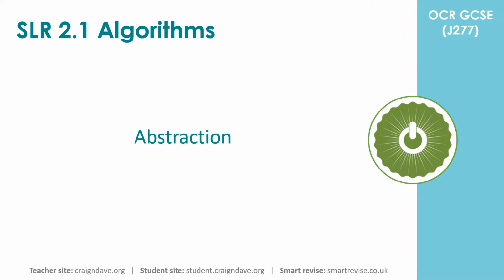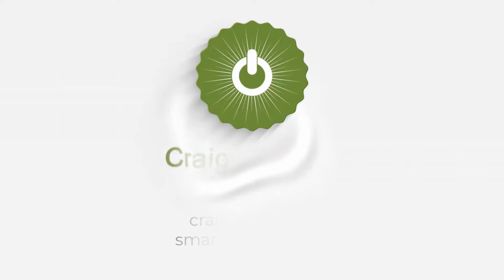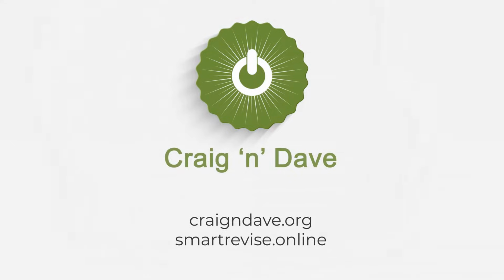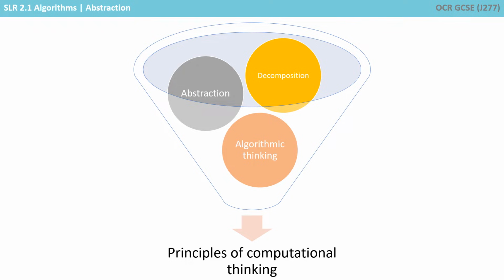In this video, we're thinking about the computational thinking concept of abstraction. Abstraction, along with decomposition and algorithmic thinking, is one of the three principles of computational thinking which you need to be aware of at GCSE.